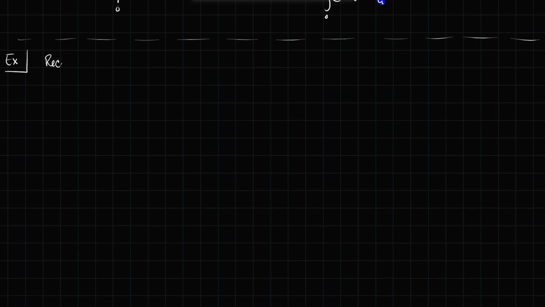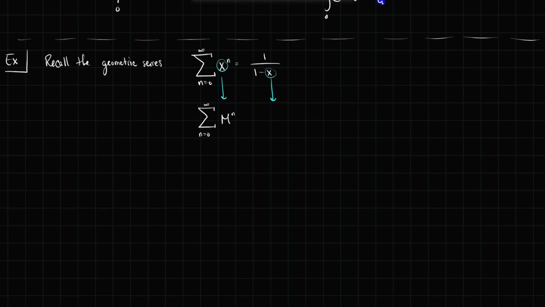Let's recall the geometric series. I know it's been a while since I made you do any work on this idea of the geometric series. I wrote it out as the sum from n equals 0 to infinity of x to the nth power, and this was equal to 1 divided by 1 minus x. So let's think about, if I replace x with a matrix, what would both sides mean? Well, on the left, we'd have M to the n power, and we're going to sum them up infinitely many times. On the right, there's not really a notion of division. We should think about this as 1 minus a matrix, inverse.